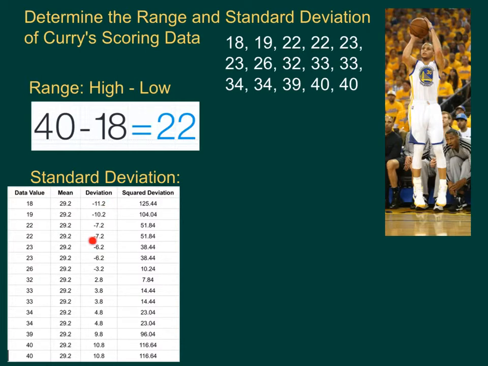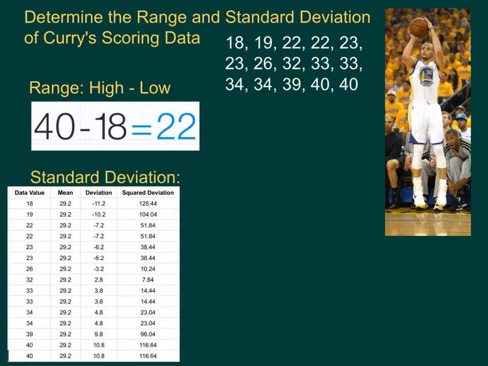So I take each of my deviations and then square it using a calculator. Negative 11.2 squared goes up to 125.44. And you'll notice here what's happening is I get to be a smaller deviation, positive or negative. My squared deviation is going to be a lot smaller before it grows up, getting over 116 for the 40-point games. So those are the first couple of steps to find the standard deviation.